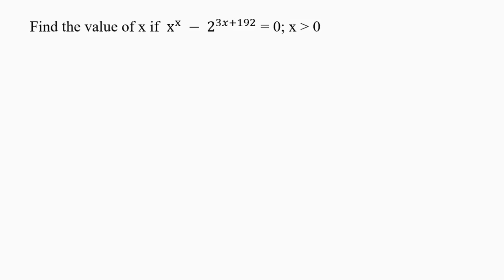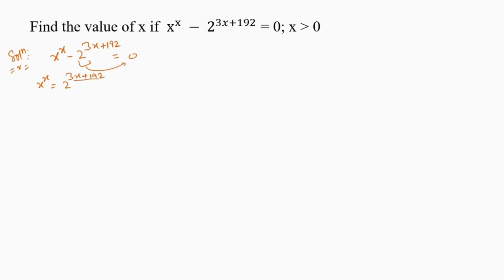Today we are going to solve this very interesting problem in which we have to find the value of x. We are given x raised to power x minus 2 raised to power 3x plus 192 is equal to 0. We can bring this term to the right hand side. We get x raised to power x equals to 2 raised to power 3x plus 192.